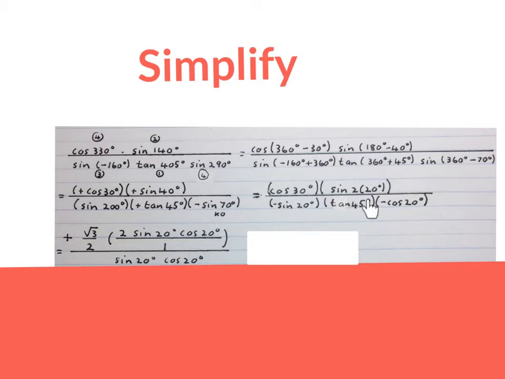This expression will then look like this. Then you can cancel that 2 with that 2. Only the square root 3 remaining. Cancel the sine 20 with the sine 20 and the cos 20 with the cos 20. Final answer, plus square root 3. Stop the video and get your brain around this one.